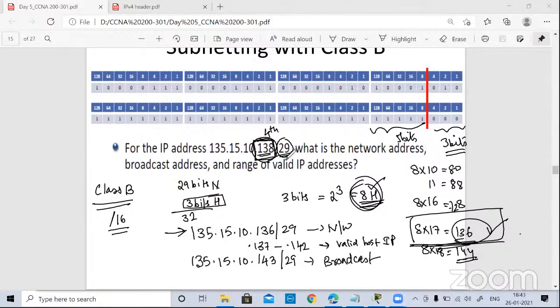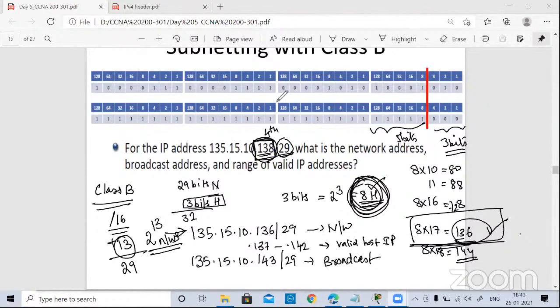Now, how many bits more have we added here in the given question? /29 is given to me, so I have added 13 to it, and that has become 29. So that means my number of networks should be 2 raised to 13. And each network will have how many hosts? Will have 8 hosts. Getting it?